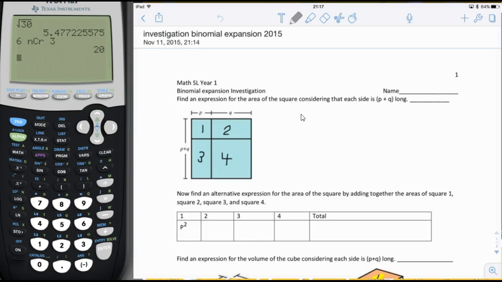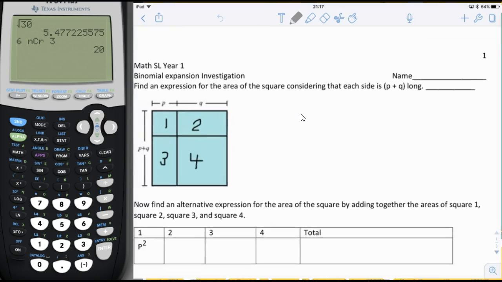Here I'm going to walk you through the investigation for binomial expansion. Maybe in the past you've talked in your math classes about how binomials squared or cubed are related to areas and volumes of shapes or solids. So here we're going to put that to work.